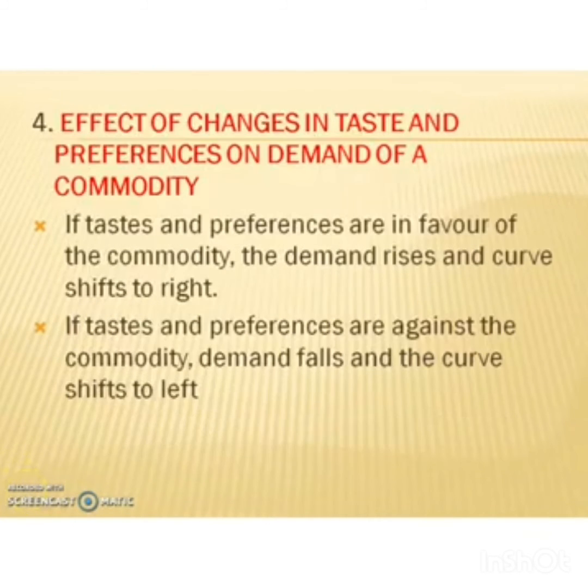Okay. Then the fourth factor of individual demand function is taste and preference of the consumer. How will it affect the demand of a commodity? So if tastes and preferences are in favor of the commodity, the demand rises and the demand curve shifts to the right. Then if tastes and preferences are against the commodity, demand falls and the curve shifts to the left without any change in price.